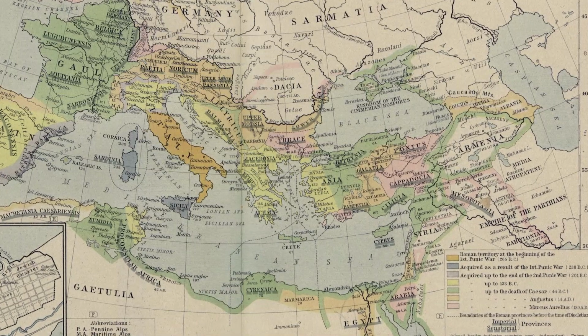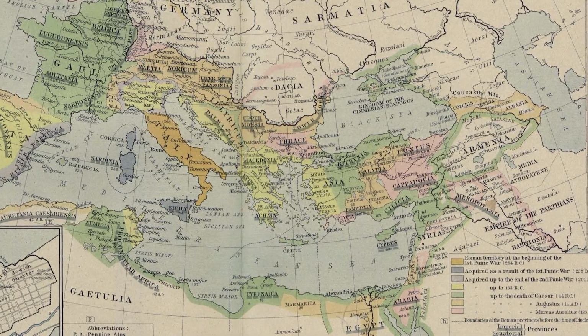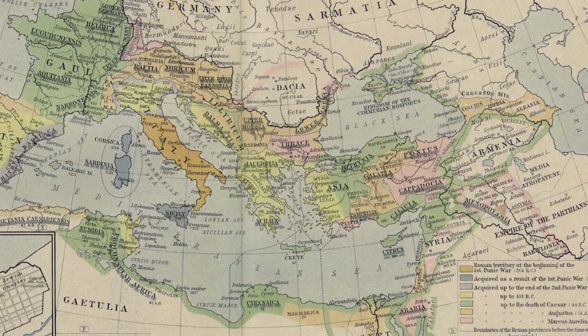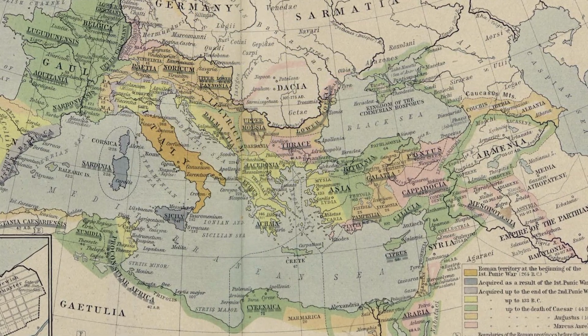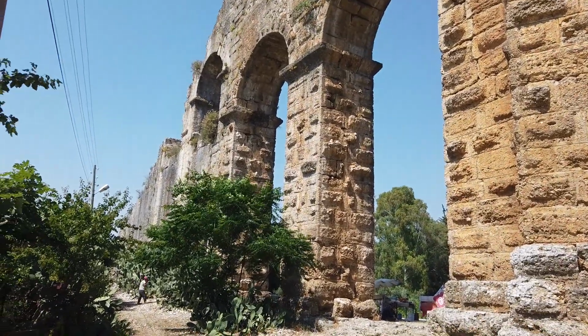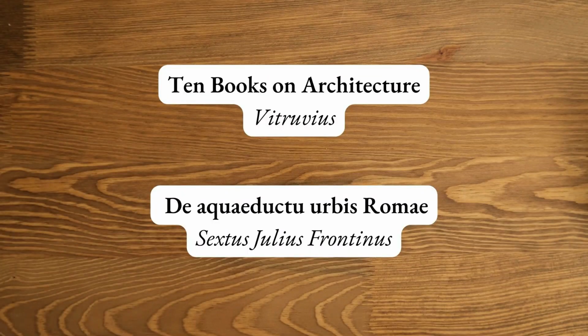Aqueducts were not used only by the Romans. Canals and tunnels for water supply were used in Mesopotamia, Crete, Egypt, and Persia. However, aqueducts reached their height in the Mediterranean region during antiquity. The most famous ancient works devoted to aqueducts and water supply are the 10 books on architecture by Vitruvius and Sextus Iulius Frontinus on the aqueducts of Rome. A PDF is available on the internet.